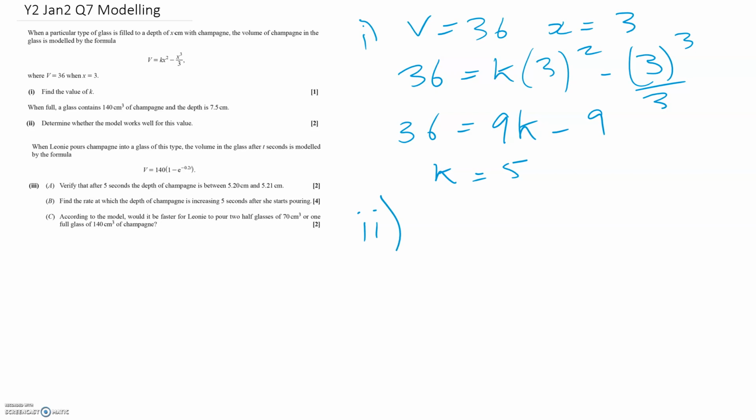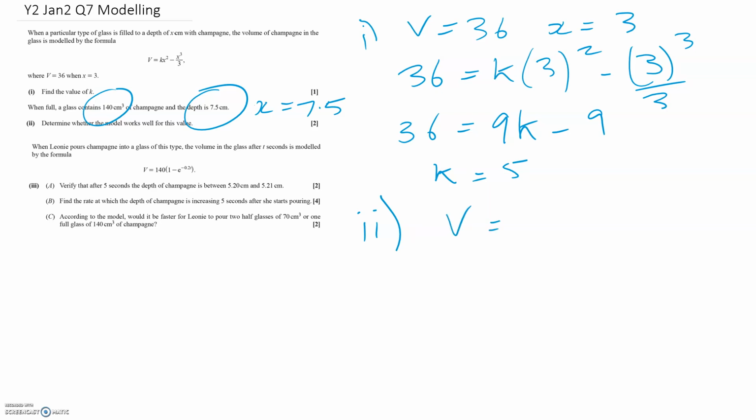In part 2, it says when the depth is 7.5, in other words when x equals 7.5, v should be 140. So let's see what our model gives us.